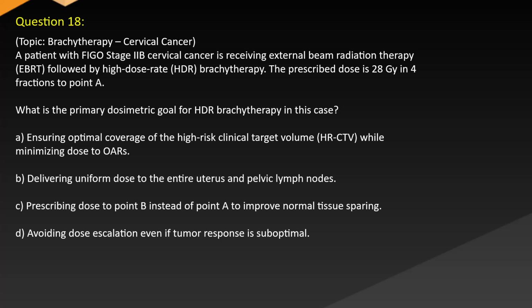A. Ensuring optimal coverage of the high-risk clinical target volume (HR-CTV) while minimizing dose to OARs. B. Delivering uniform dose to the entire uterus and pelvic lymph nodes. C. Prescribing dose to point B instead of point A to improve normal tissue sparing. D. Avoiding dose escalation even if tumor response is suboptimal.